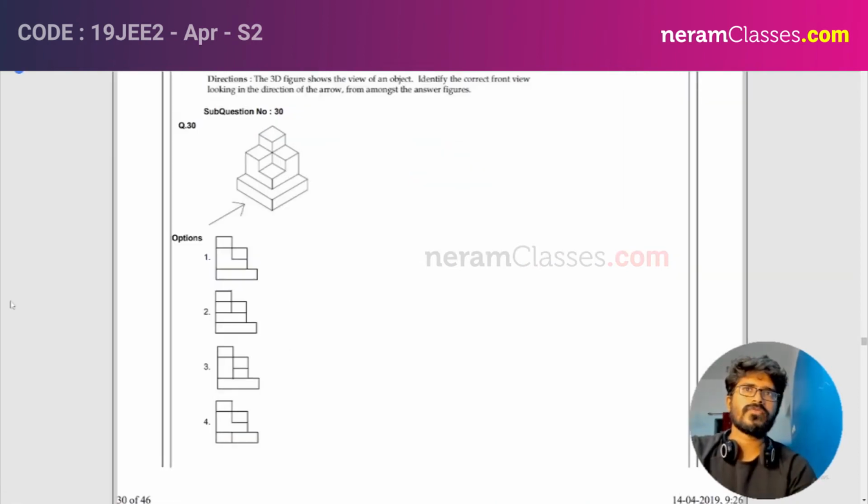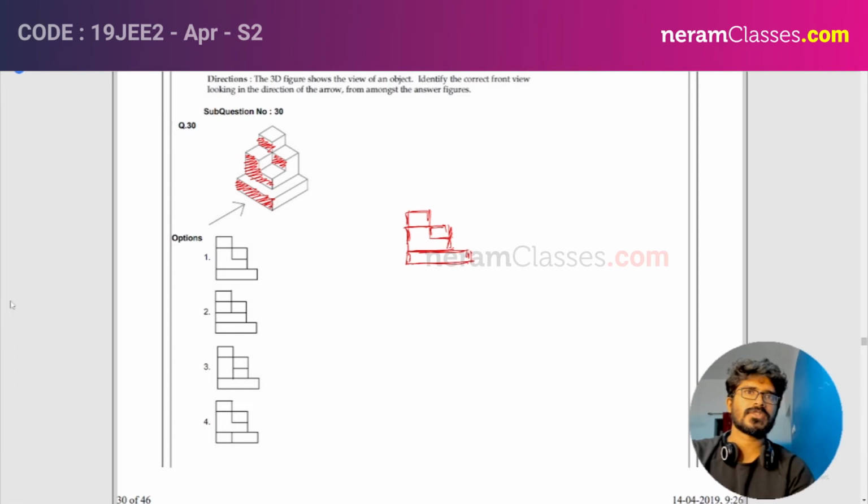Question number 30 is we need to find out the correct elevation based on the direction of the arrow. So I'll shade out the surfaces which will be visible from the direction of the arrow. So these are the shapes. We'll put these shapes together to find the elevation. The top is a rectangle, and from there we have an L shape which is like this, and there is a rectangle attached here, and also there is a rectangle which is slightly larger than the previous two. So this will be the elevation.